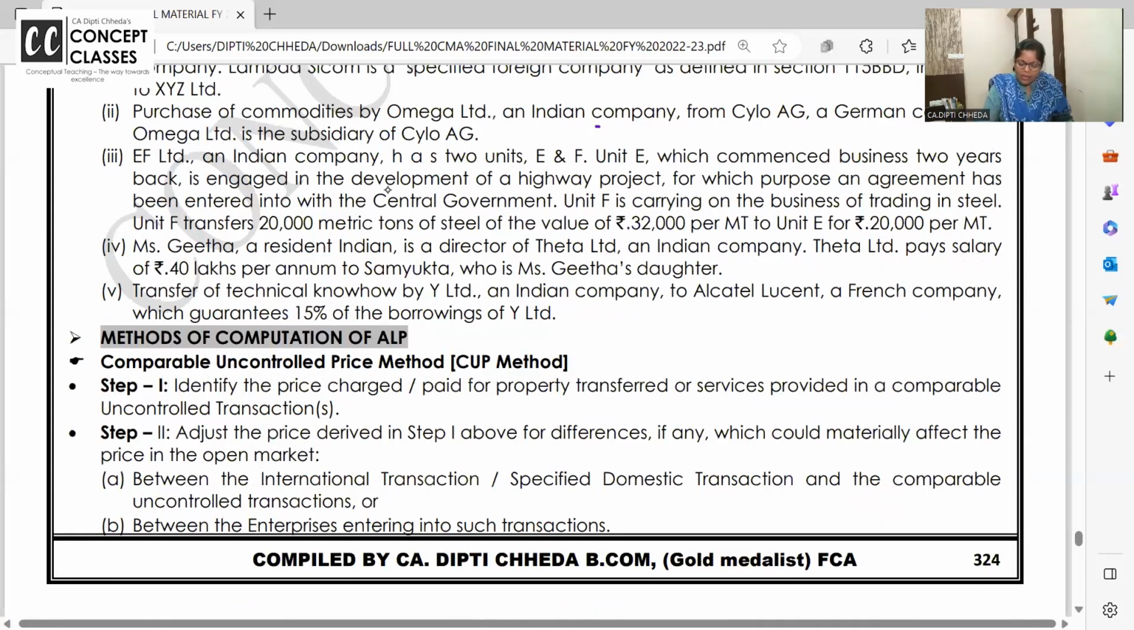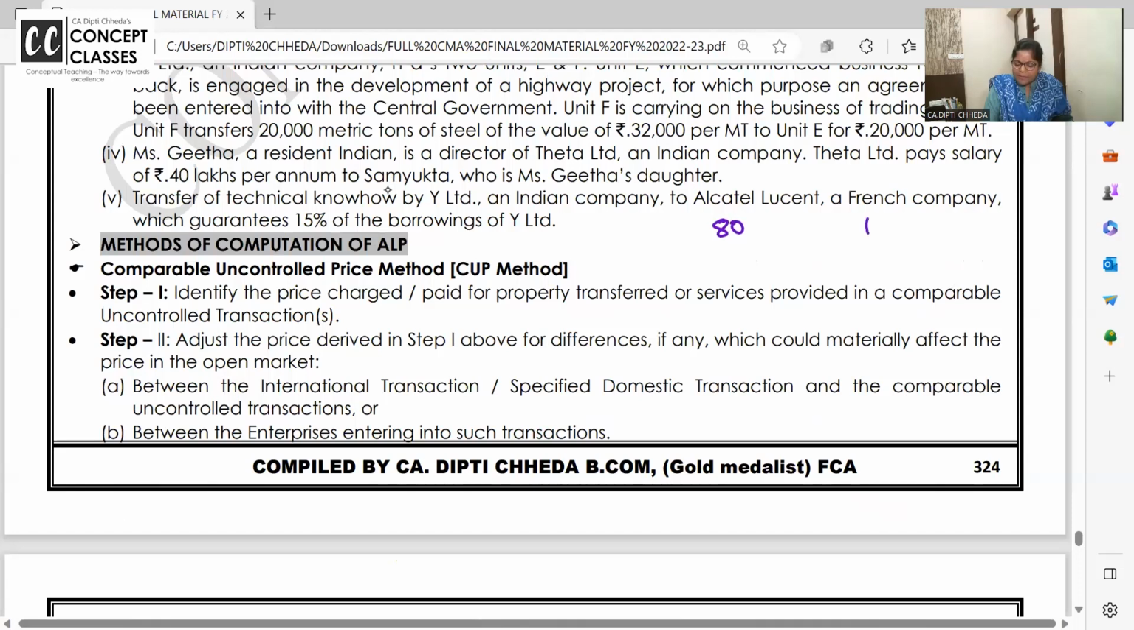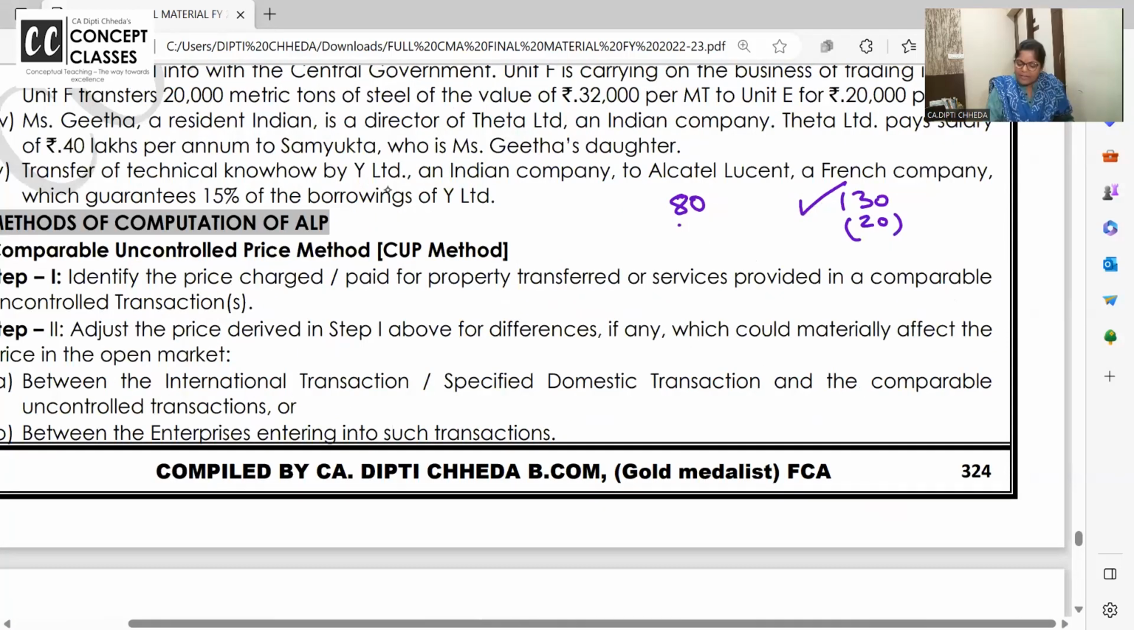In the CUP method, we have charged the associate enterprise 80, and others 130. So start with 130. Why did we charge less there? Because there we have charged 20 rupees for warranty, here there is no warranty, so add the warranty too. Here it was CIF. What is CIF? Carriage, insurance, freight, which they had to pay, so we added that also. Here, for my sister concern associate, it was free on board. We didn't charge them. There we have charged warranty and CIF.